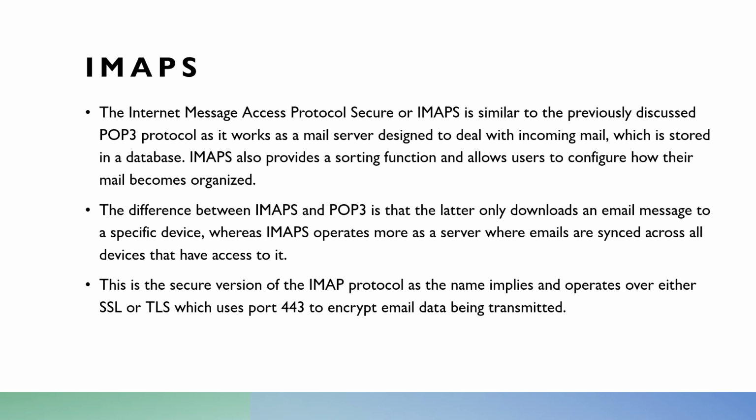This is the secure version of the IMAP protocol. As the name implies, it operates over either SSL or TLS, or Secure Sockets Layer or Transport Layer Security, both of which use port 443 to encrypt email data being transmitted to essentially give greater security online and keep the integrity of data.